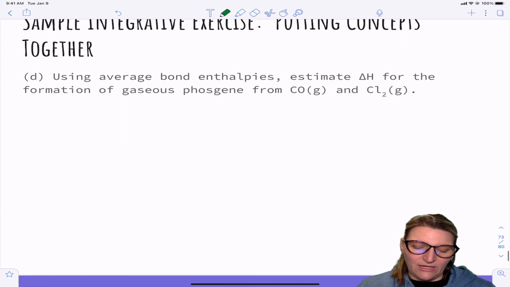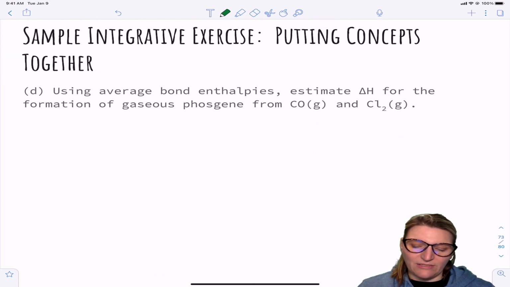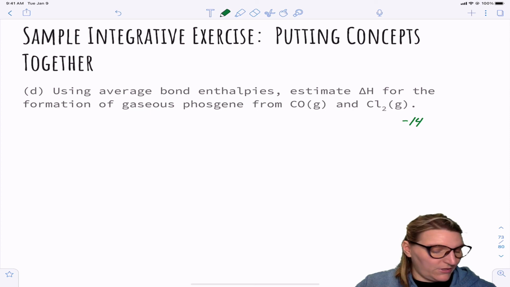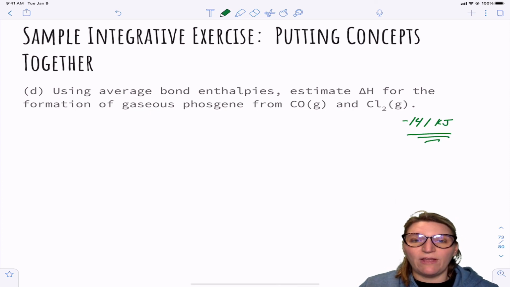And then D, using the average bond enthalpies, estimate delta H for the formation of gaseous phosgene from carbon monoxide and chlorine gas. Write a balanced chemical equation, do bonds broken minus bonds formed. I got negative 141 kilojoules. Okay, so try those out and we'll check our answers in class.